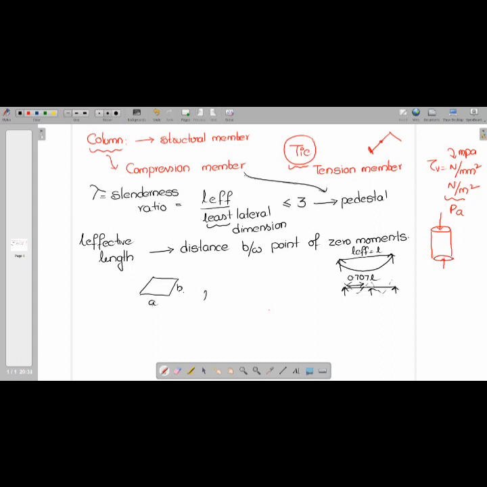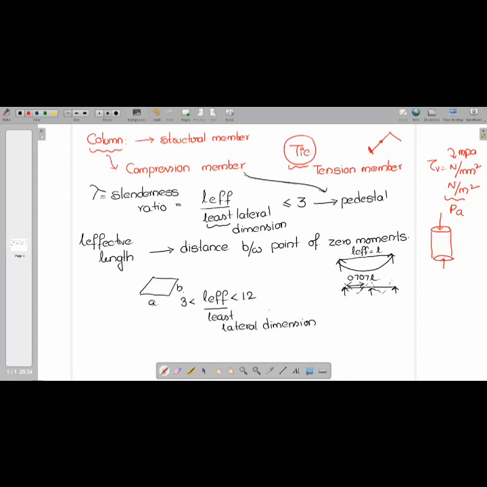Now see, if effective length by least lateral dimension is between 3 to 12, what do we have to tell, students? Then it is what? Can anyone tell me? If it is between 3 to 12, then what is it called? Anyone? Very good, very good.